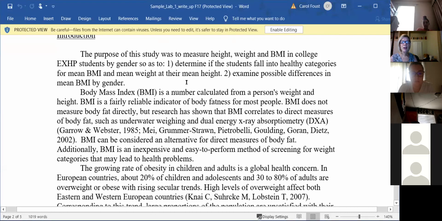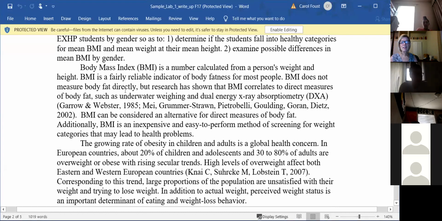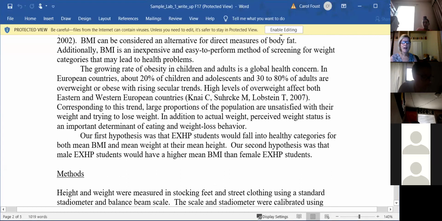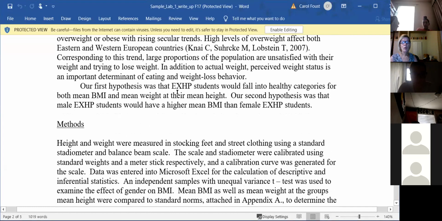The purpose of the study was to measure height, weight, and BMI in college students by gender, to determine if students fall into the healthy category for mean BMI and mean weight at their mean height, and to examine possible differences in mean BMI by gender. Then I talk about body mass index a little bit, and about obesity and weight. So I've got two hypotheses. This is a little bit more complex design.